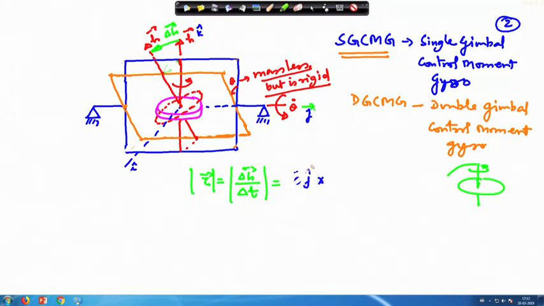Magnitude wise, first let me repeat what I have written last time. This delta h, basically this is delta h divided by delta t, magnitude wise. So, delta h is nothing but this h vector times this angle which is delta theta. So, we write here delta theta, this one divided by delta t, this is times, not cross, this is multiplication, simple multiplication.